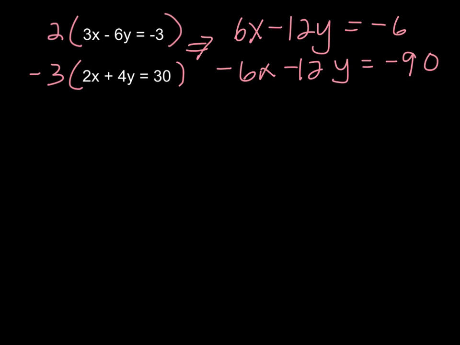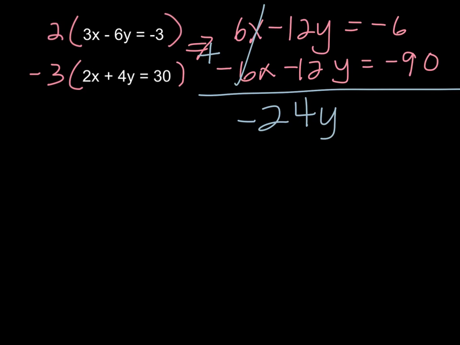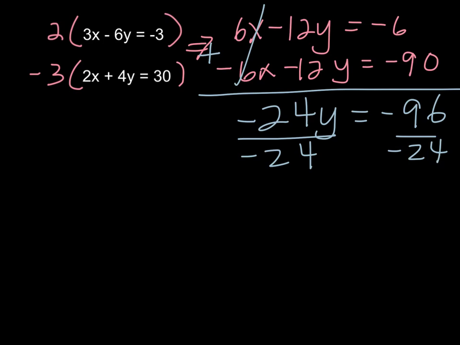Now when I add these guys up, notice I have positive 6x and negative 6x, so those guys cancel each other out. Negative 12y plus negative 12y is negative 24y. And then we have negative 6 plus negative 90 is negative 96. Divide both sides by negative 24. And we'll figure out y is 4.